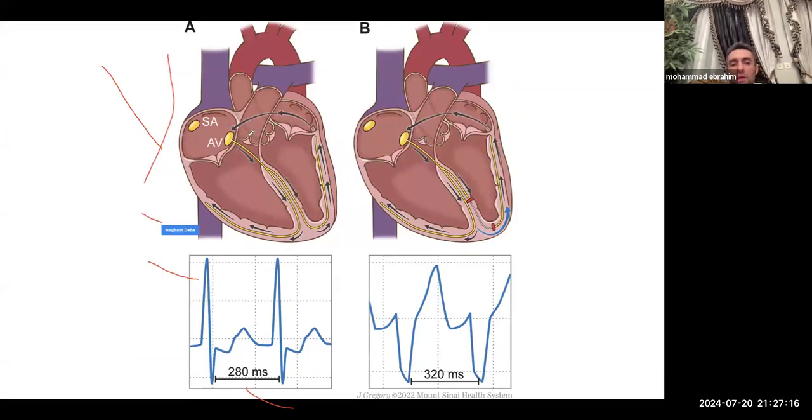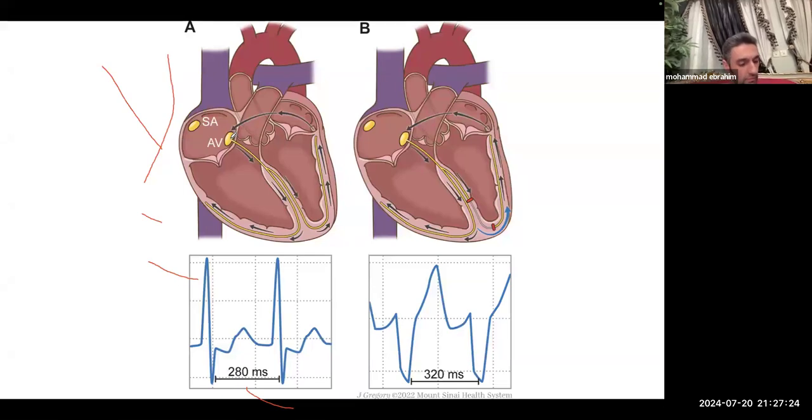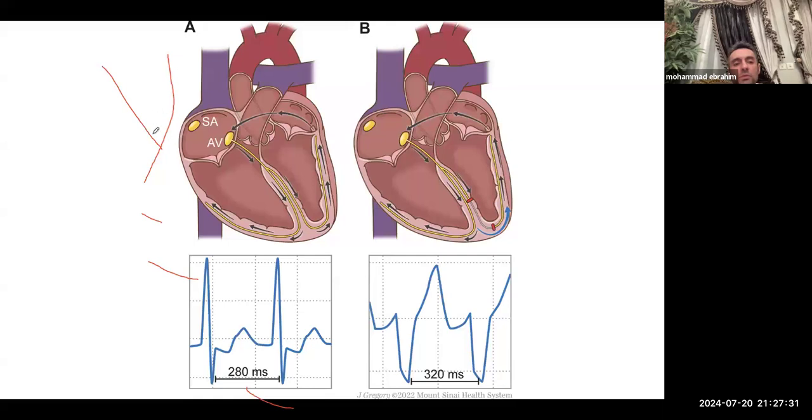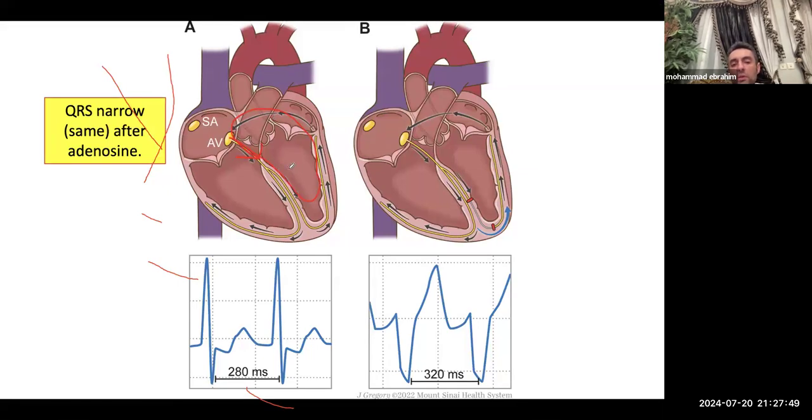This is an example. People are just using the pen as well on my screen, so please don't do that. So we're going down the AV node, up a pathway. This is called orthodromic SVT, and then when you give adenosine, the tachycardia would terminate and the QRS would be the same.